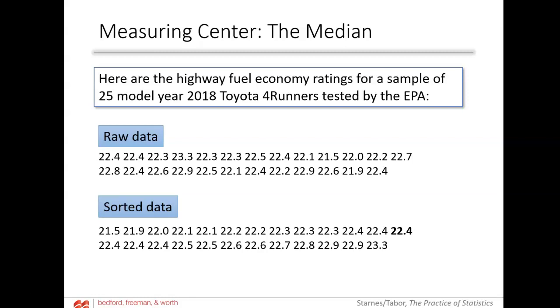And then remember, we had 25, which is odd. So if you use the Abruzzo method, if you add 1 to that, 26, and then cut it in half, so 13, the 13th thing in the list was the median. So 1, 2, 3, 4, 5, 6, 7, 8, 9, 10, 11, 12, boom, 13. Yeah, I know, spoiler alert, it was bolded. But so 22.4 is the median in that sorted data.